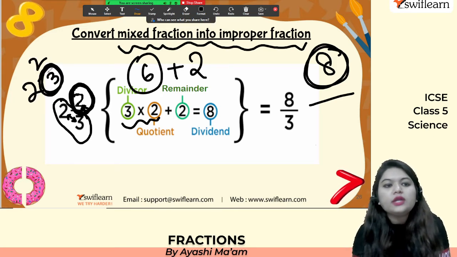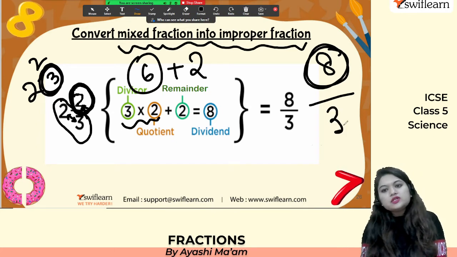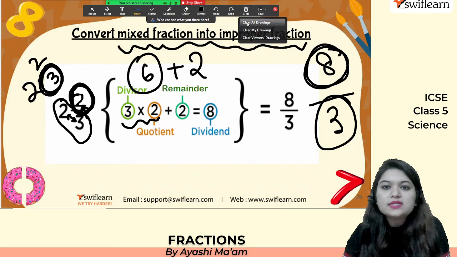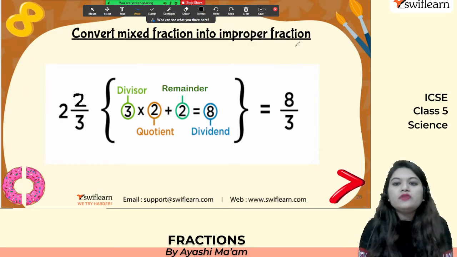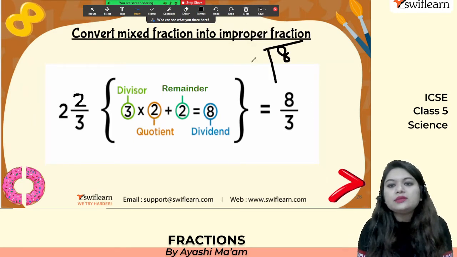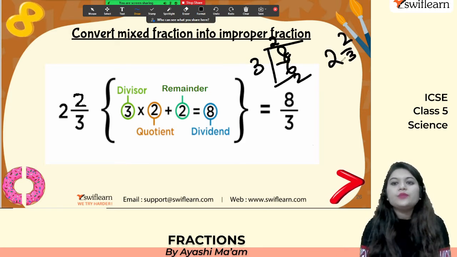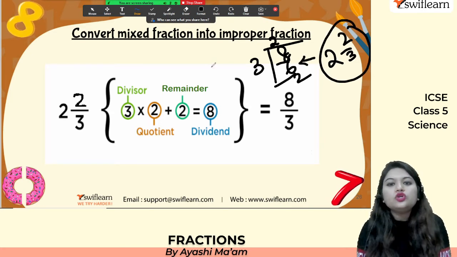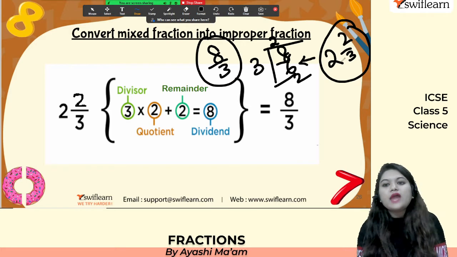So here the denominator is 3. So the denominator is going to remain as 3 only. Okay, so basically what has happened? When we converted this 8 by 3 into our mixed fraction, then also we got 2 whole 2 by 3, right? And now we are going in this direction. We are taking this and we want to make it as 8 by 3. That's how you can do it.